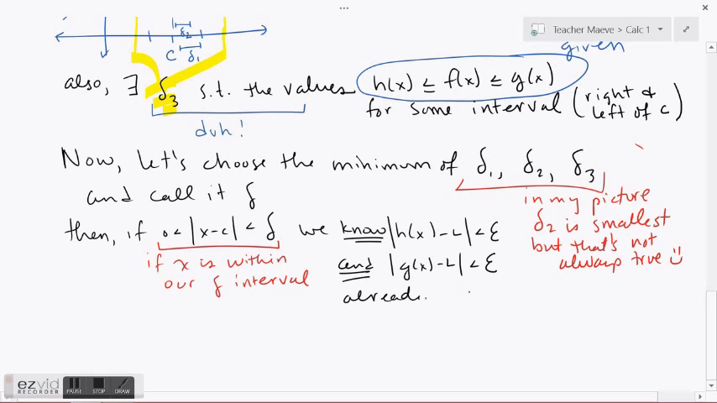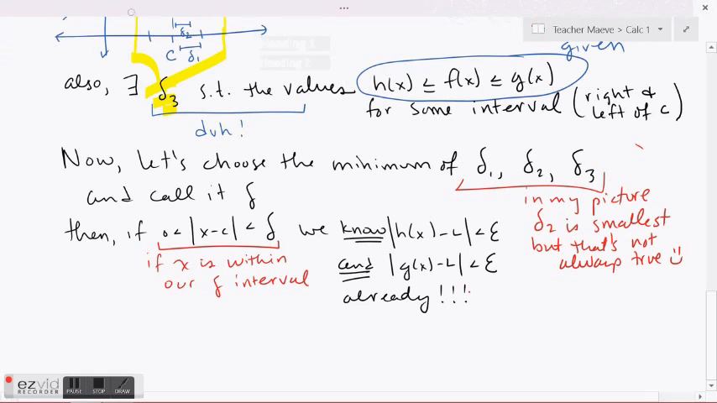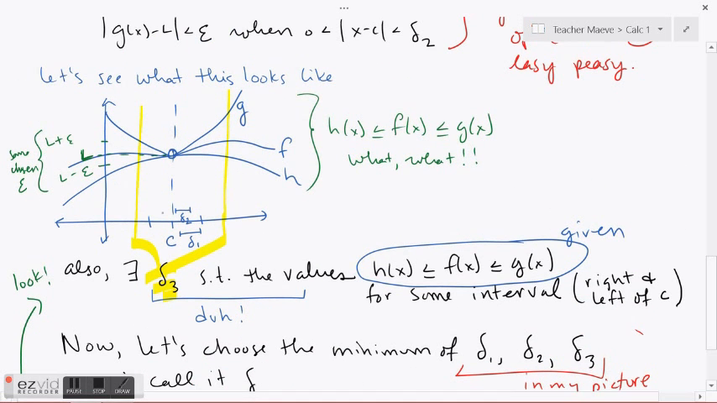Because from our definitions, we know that when we're within our delta 1 limit, we've got our h of x minus L less than epsilon. And when we're within our delta 2 little interval, we have our g of x minus L less than epsilon. So we have it already.